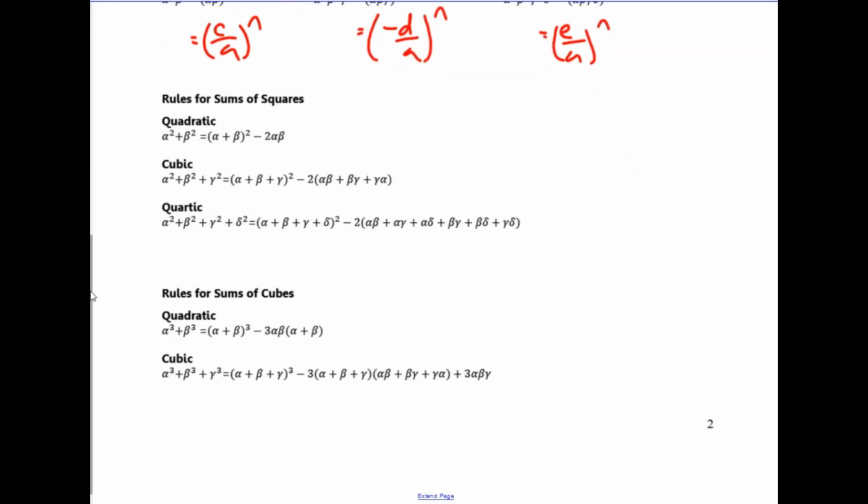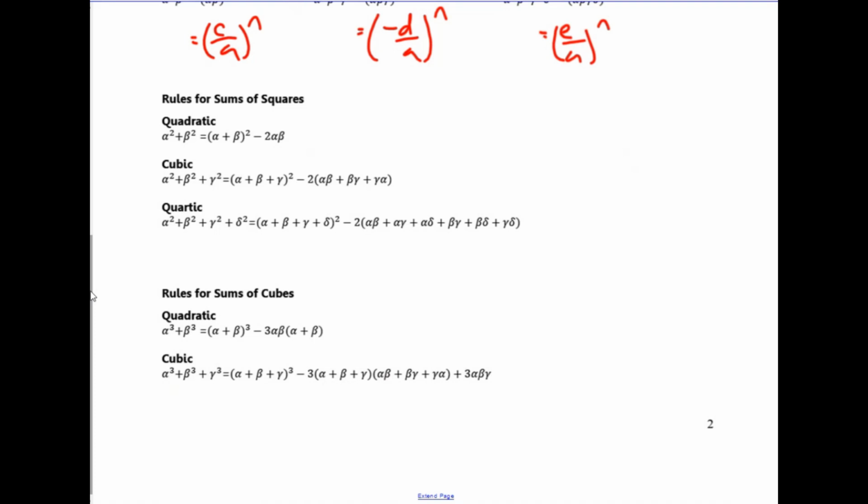Finally, we have some useful results for sums of squares and sums of cubes. At the very minimum, I need you to be able to derive these results yourself in an exam. You may wish to memorize them to make your life a bit faster, but I need you to at least be able to come up with them. I'll show you where the first results come from.